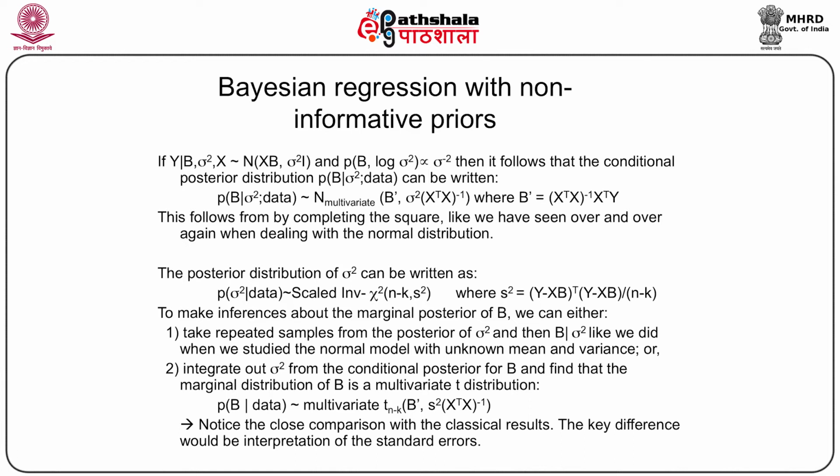To make inferences about the marginal posterior of beta, we can either take repeated samples from the posterior of sigma square and then b given sigma square, like we did before, or integrate out sigma square from the conditional posterior for b and find that the marginal distribution of b is a multivariate t distribution. That is, p of b given data, the posterior distribution of the vector of parameters b, is multivariate t with n minus k degrees of freedom and parameters b prime, s square (x transpose x) inverse. Notice the close comparison with the classical result. The key difference would be the interpretation of the standard errors.